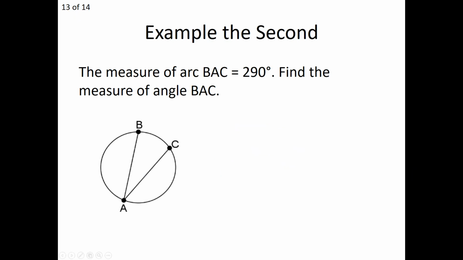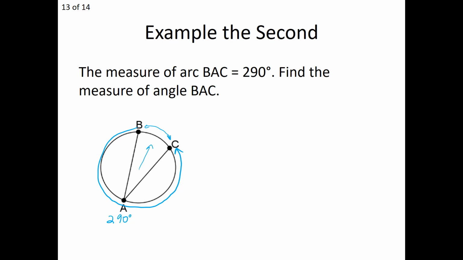Let's do a second example. The measure of our arc BAC is 290. Find the measure of angle BAC. Notice that we're given the measure of arc BAC, which means we go all the way around our circle from point B through point A all the way over to point C, and the measure of that arc is 290 degrees. But we need to know the measure of the arc that our inscribed angle is cutting, this measure of arc BC.